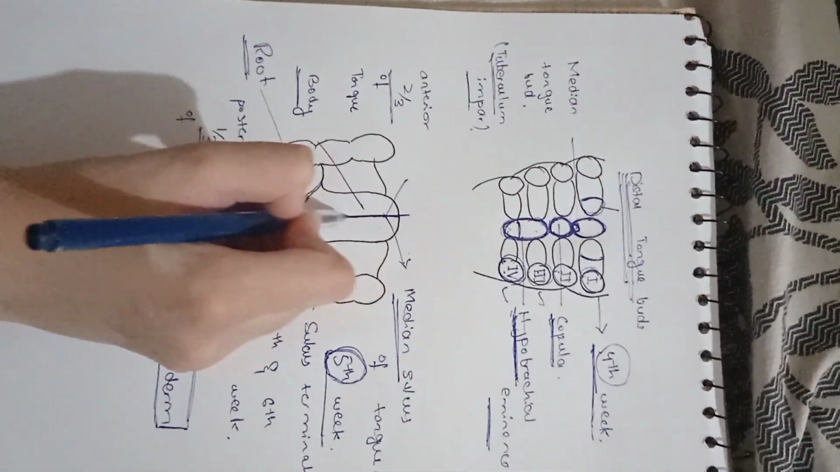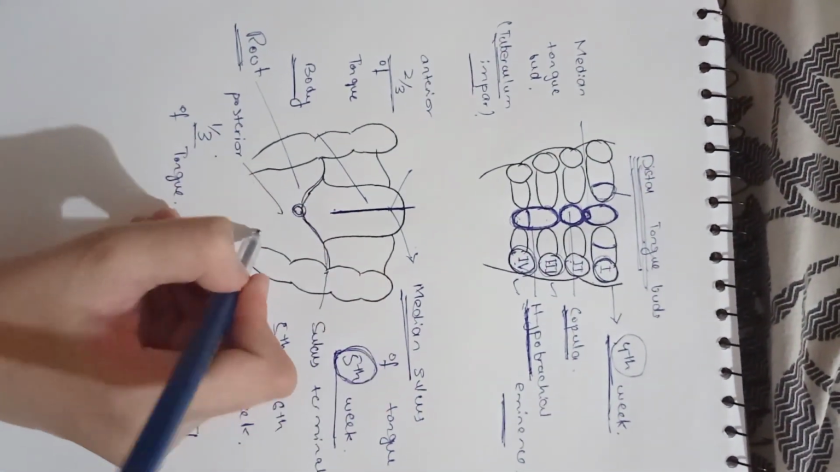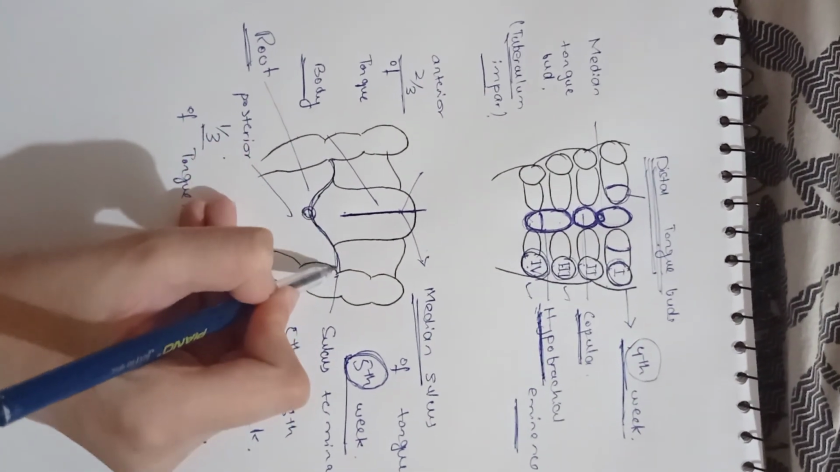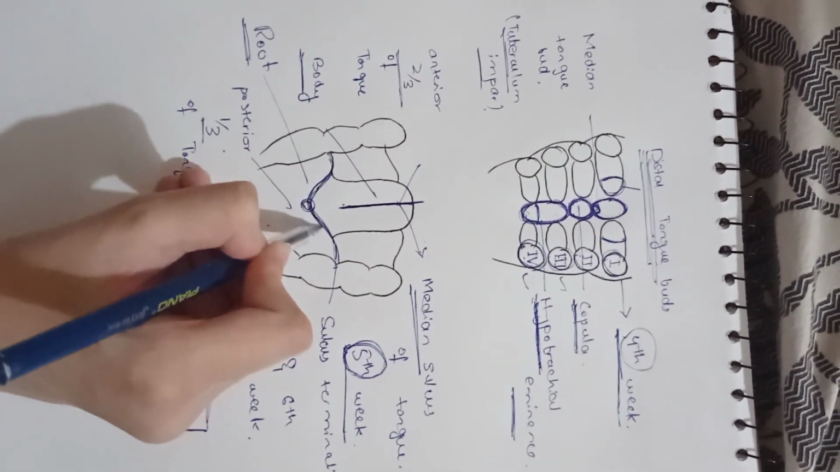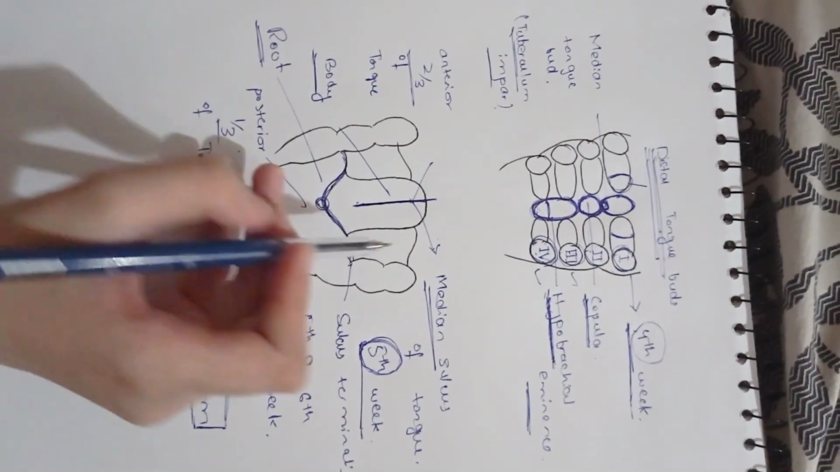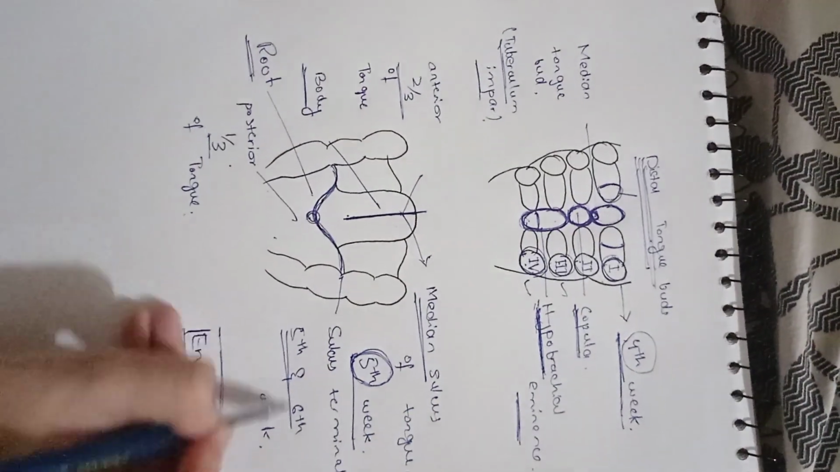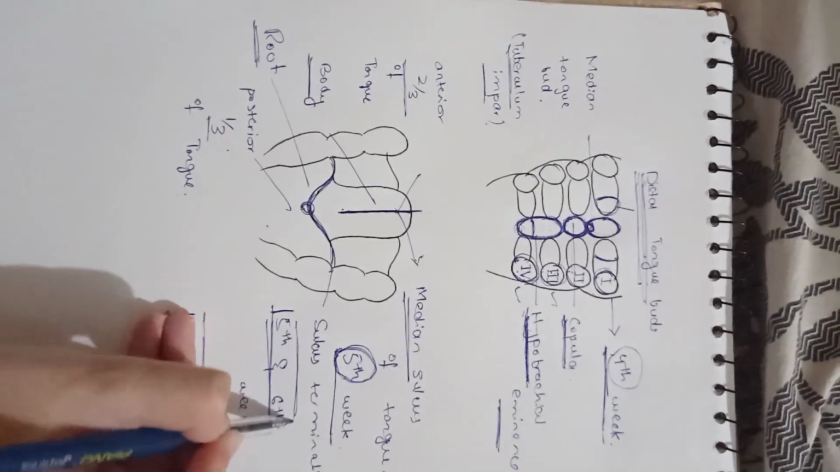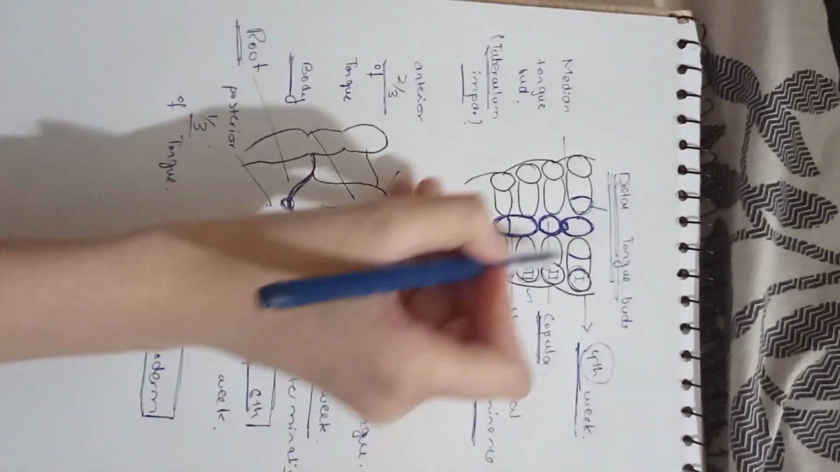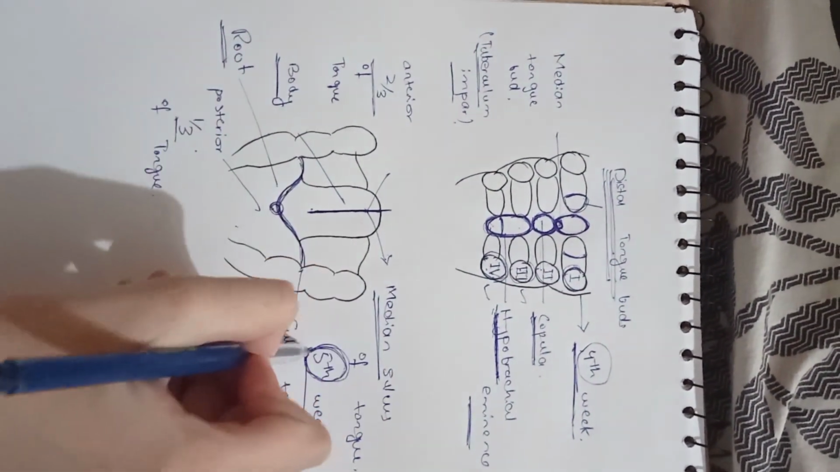This is the median sulcus of tongue, formed by the fusion of the distal tongue buds. Where the body and the root of the tongue fuse, this line is called the sulcus terminalis. The formation of the posterior 1/3 by the growth of the hypobranchial eminence occurs in the fifth and the sixth weeks, and the formation of the anterior 2/3 occurs in the fifth week.